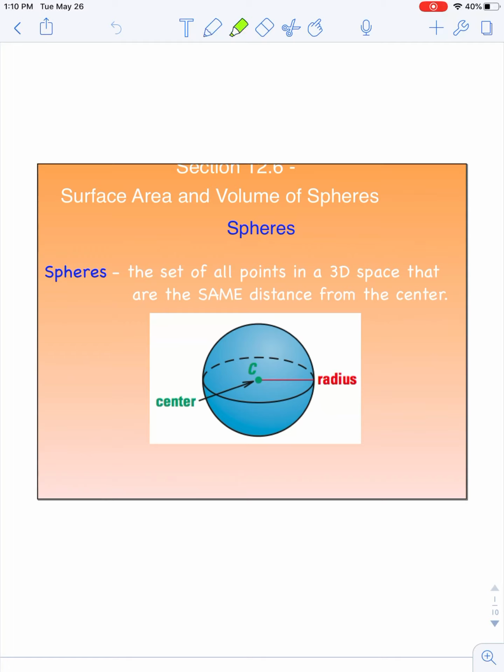It's the set of all points in a 3D space that are the same distance from the center. So if you just keep going out from a center with a string to all these different areas, that's how you create a sphere. It's kind of an interesting way to define it that maybe you have never thought about. You have an idea of what a sphere is, but maybe not what the formal definition is.